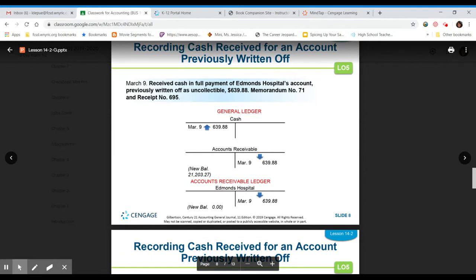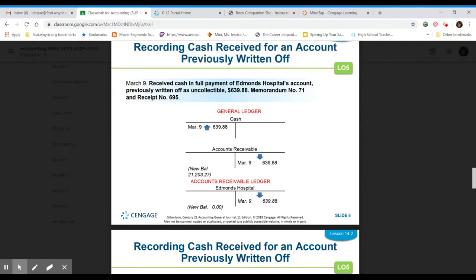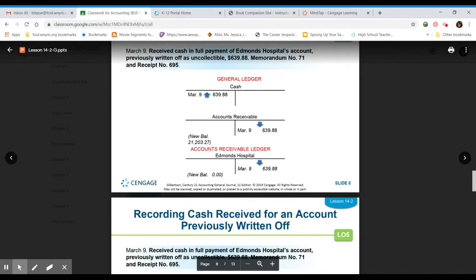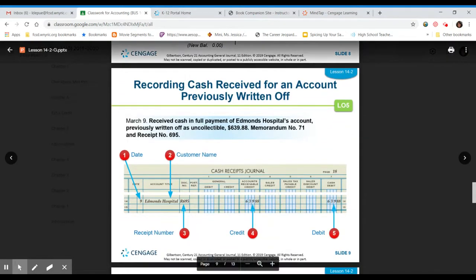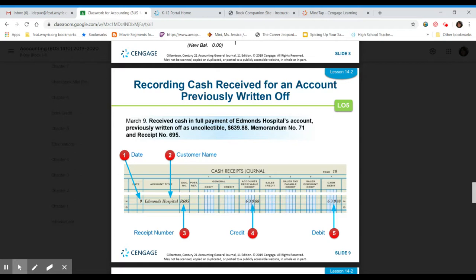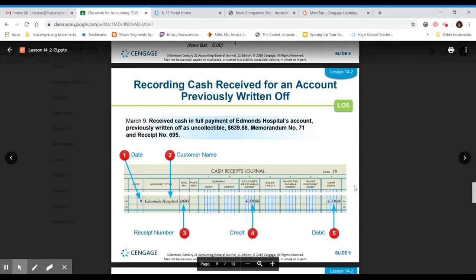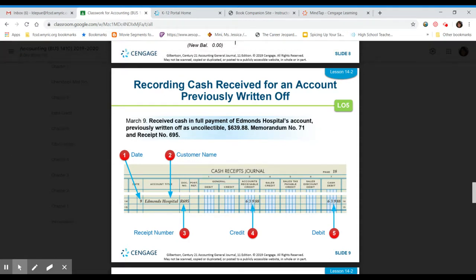So it will say the memorandum number 71, and it will also say the cash receipt number in that same transaction. So same transaction here now, though. To record it in the cash receipts journal, we write the date, the name of the company that paid us, which was Edmonds Hospital. This time in the document number, it's the receipt that we have, so receipt number 695. And it's in the accounts receivable credit column and the cash debit column because we now have to record that cash that we received from them.